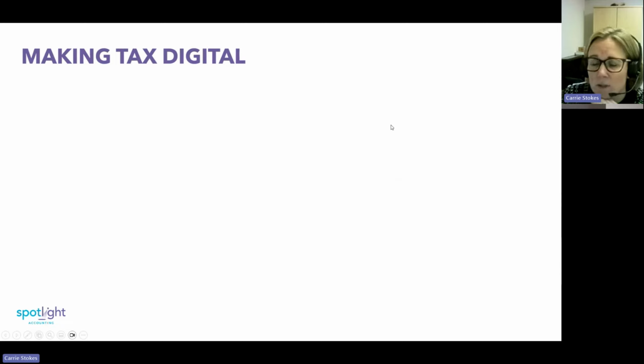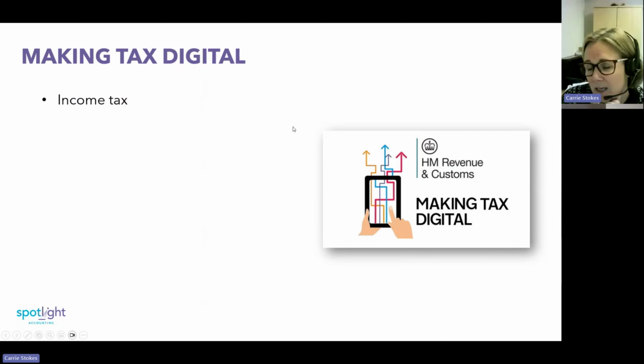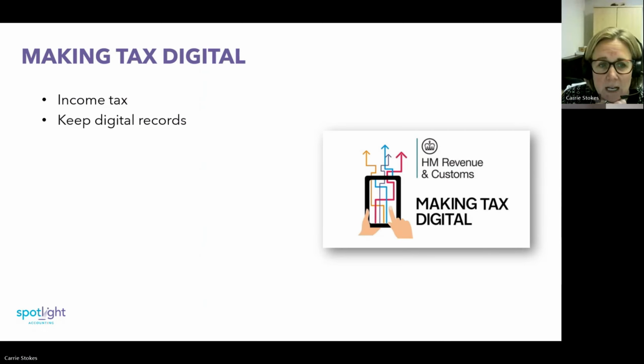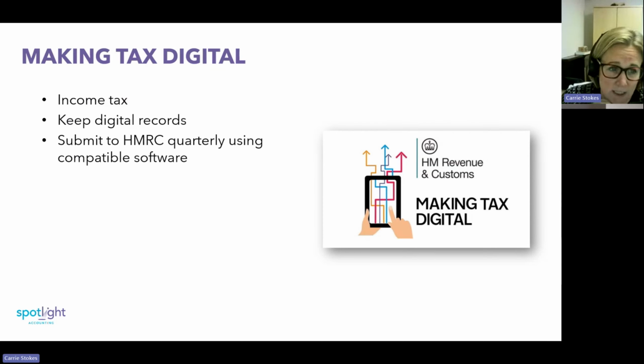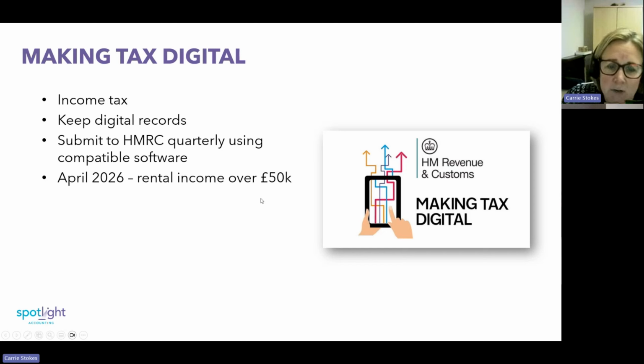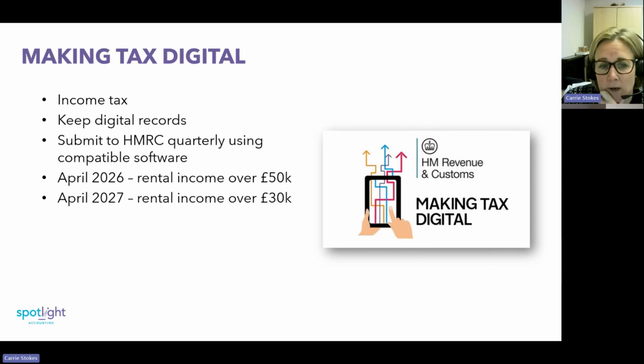Making tax digital. Now, HMRC have been talking about making tax digital for a number of years. It's been pushed and pushed and pushed, but it is applying from income tax. The requirements of making tax digital are that you keep digital records, and you have to submit to HMRC quarterly using compatible software. From April 2026, it applies to landlords with rental income over £50,000. And then from April 2027, it applies to landlords with rental income over £30,000.